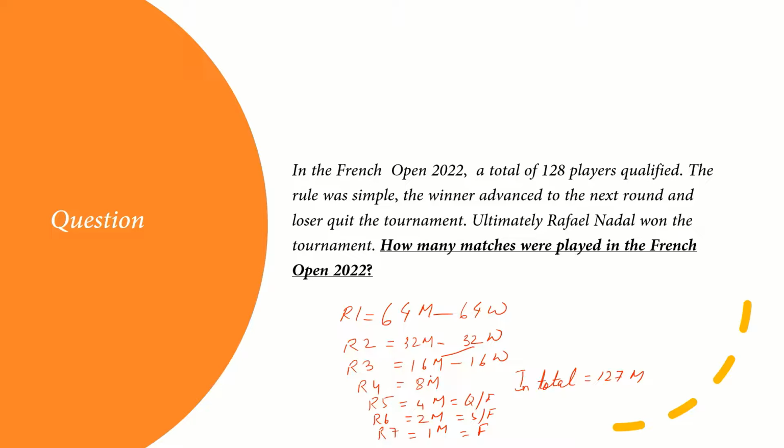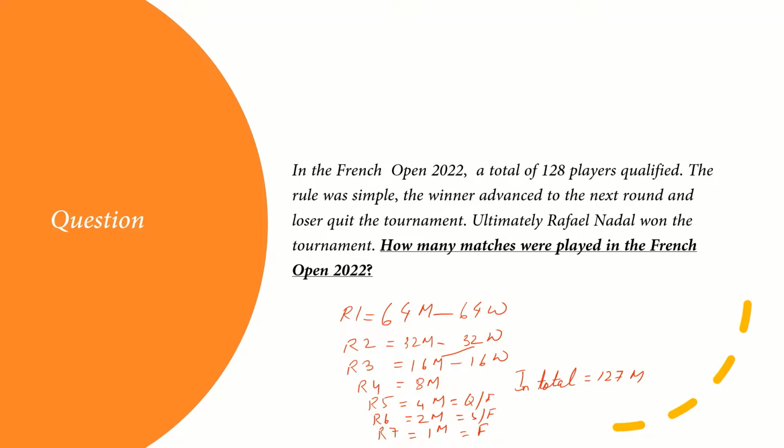Now, another simple way of solving this question is, we can understand that 128 players participated. Ultimately, Rafael Nadal won the tournament. That means 127 players lost at one stage or the other. In a match, only one player can lose. And at the end, we have 127 players who have lost at one stage or the other. For 127 players to lose, I need to play 127 matches.